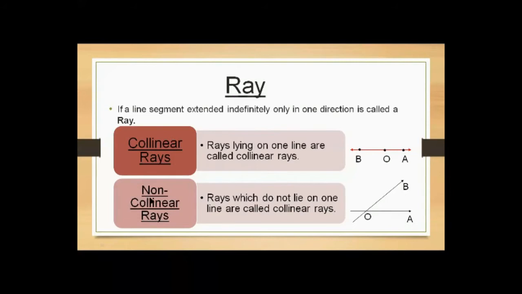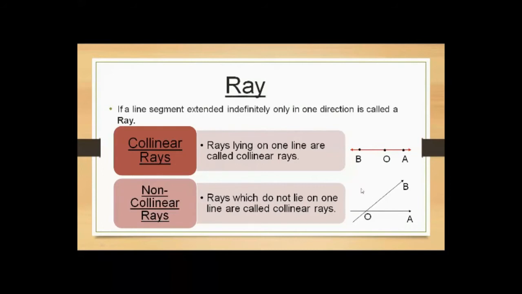Now the second one is non-collinear rays. Rays which do not lie on one line are called non-collinear rays. Similarly, students, you see that from point O to point A is the first ray and from point O to point B is another ray. But they do not lie on the same line, so they are non-collinear rays.